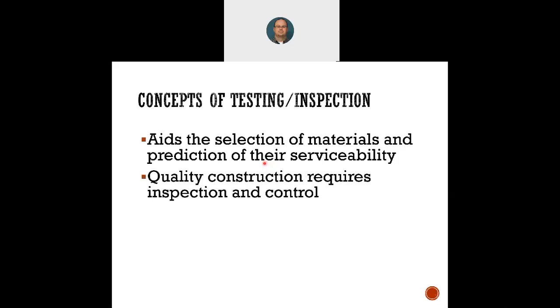Quality construction requires inspection and control. This is where you fall into place. Inspection and control. A contractor, everybody needs to make money. If they could, they would like to substitute materials that cost them less to construct and install based on the plans and specs. However, it may not meet the serviceability goals or qualify on the quality that we engineers require. That's why we have inspection and control of these materials.